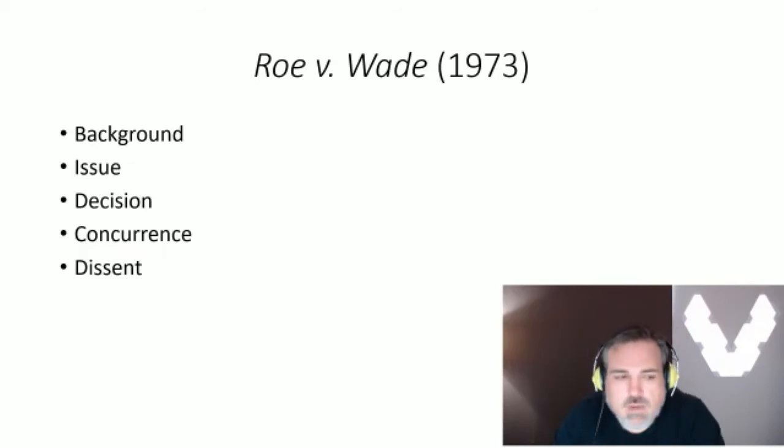In fact, Brennan writes that the right of privacy is broad enough to encompass a woman's decision whether or not to terminate her pregnancy. So if the woman has control over the determination of whether she gets pregnant, i.e. the use of contraceptive devices, then the right of privacy is broad enough to also encompass the decision that woman makes whether or not to terminate her pregnancy.